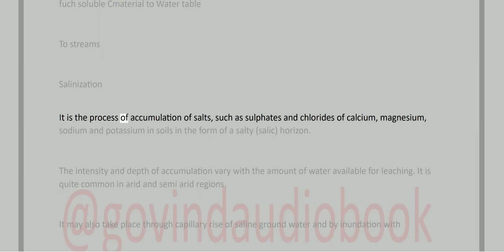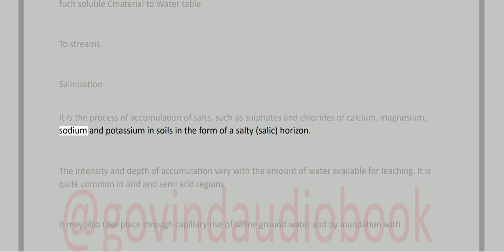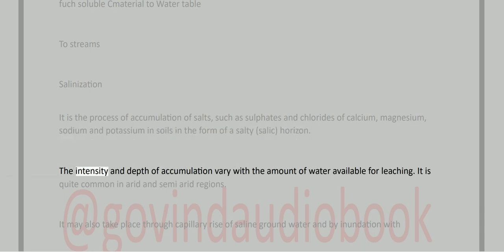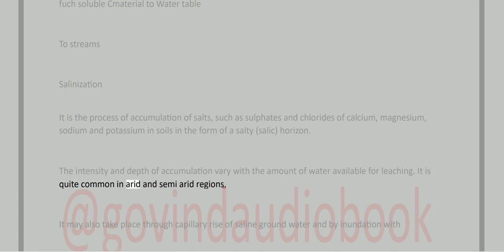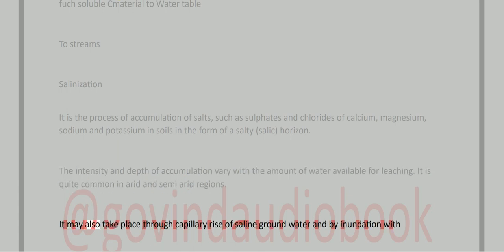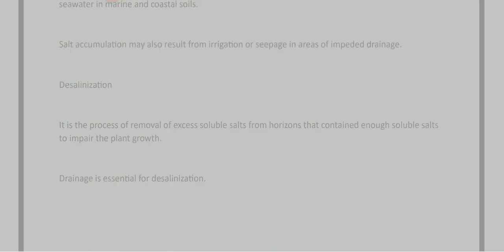Salinization. It is the process of accumulation of salts, such as sulfates and chlorides of calcium, magnesium, sodium and potassium, in soils in the form of a salty, salic horizon. The intensity and depth of accumulation vary with the amount of water available for leaching. It is quite common in arid and semi-arid regions. It may also take place through capillary rise of saline groundwater and by inundation with seawater in marine and coastal soils. Salt accumulation may also result from irrigation or seepage in areas of impeded drainage.